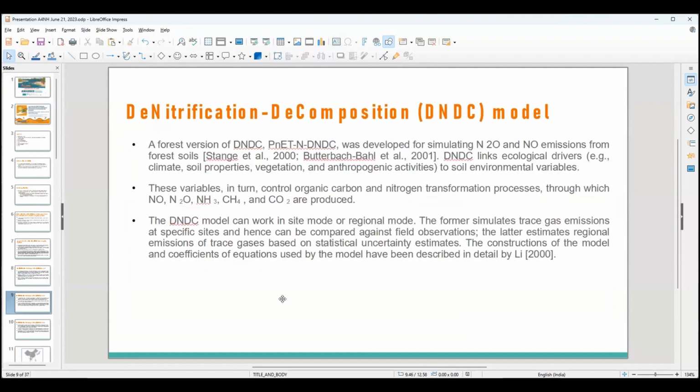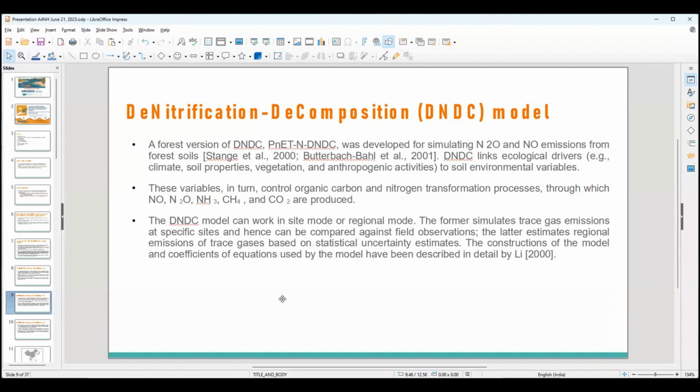There are different versions, which I already showed you in that paper on 20 years of DNDC modeling. So there is a forest version for simulating nitrous oxide emissions, N2 and NO emissions. And DNDC links ecological drivers, for example climate, soil properties, vegetation, and anthropogenic activities, to soil environmental variables. These variables in turn control organic carbon and nitrogen transformation processes.